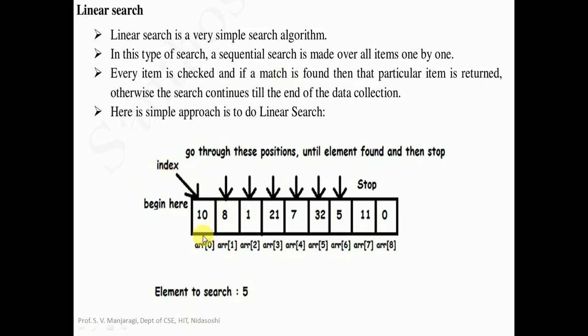So one example is given here. There is an array, and this array has 9 elements. The array elements are 10, 8, 1, 21, 7, 32, 5, 11, 0. And we know that the array index starts from 0. So the starting index of the array is 0. The next index is 1, 2, 3, and so on. And the last index will be 8. So total 9 elements are present here, but the index values start from 0 and the last index is 8. Here the element to be searched is 5, that is called the search key.